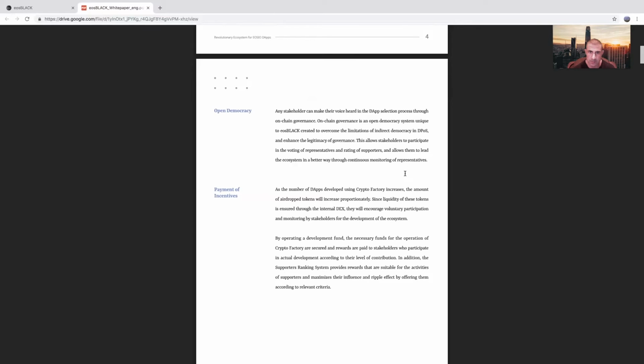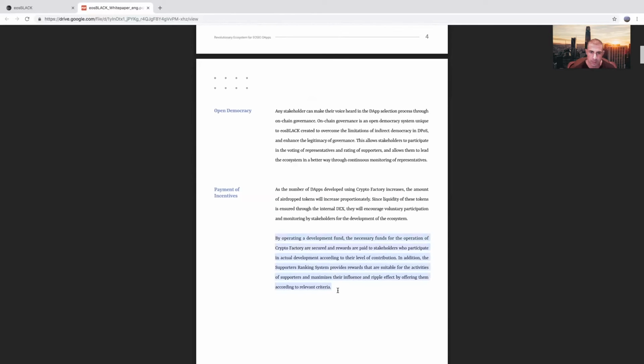This allows stakeholders to participate in the voting of representatives and the rating of supporters, and allows them to lead the ecosystem in a better way through the continuous monitoring of representatives. So that's kind of interesting. They're basically saying that token holders are going to be able to vote on the actual dApps that get incubated.